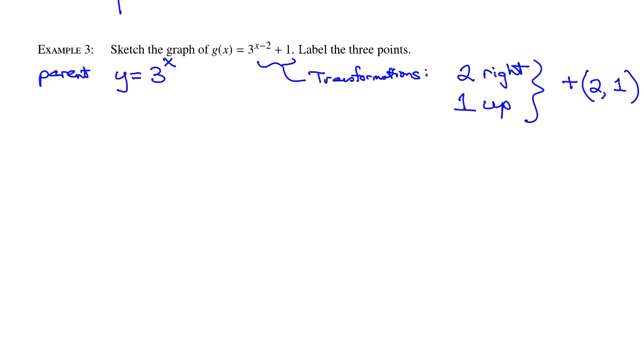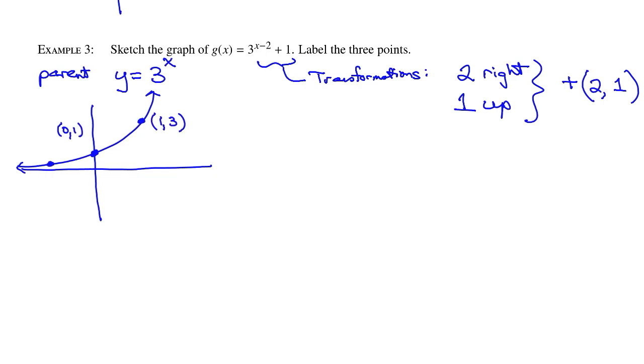Let me graph the parent function quickly. It's the increasing exponential, and it goes through (0, 1), (1, 3), and (-1, 1/3). And now we take these points and we shift it using the transformations.